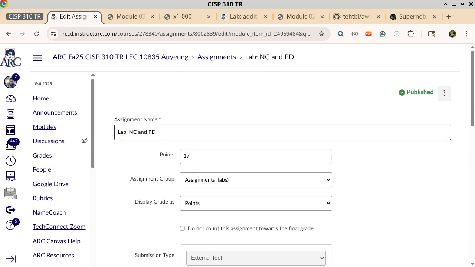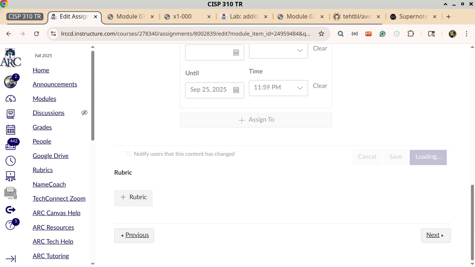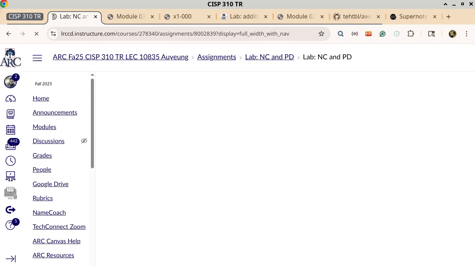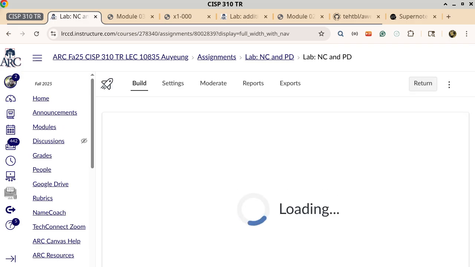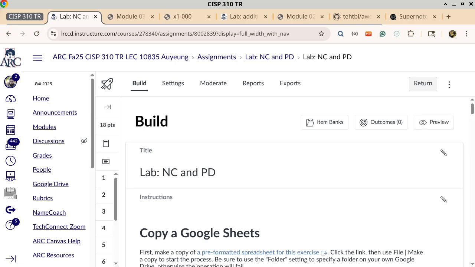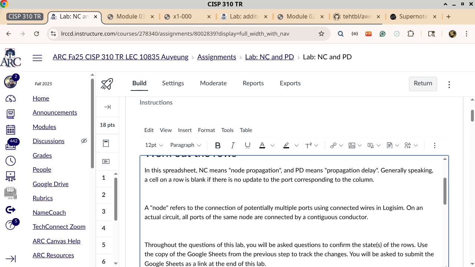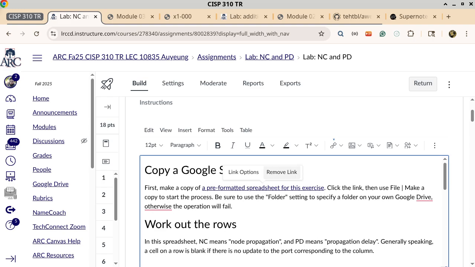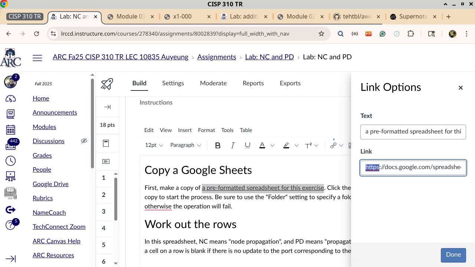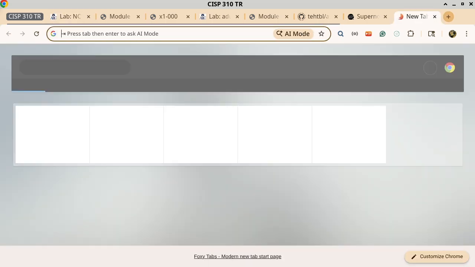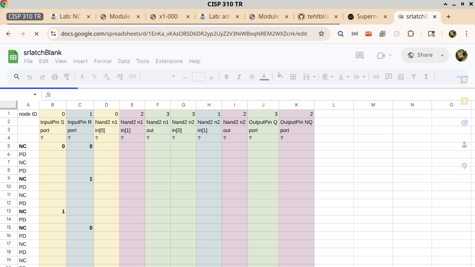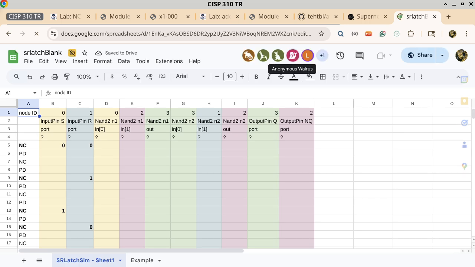The one thing that I do want to point out is how do you make a copy of the Google Sheet document that is in the question? That's the only thing I wanted to point out. It's a little bit tedious because it won't actually let me click on the link because I'm the teacher, so I have to go to link options and copy the actual link. When you click on that link as a student, you don't have to go through all this trouble. So this is the document.